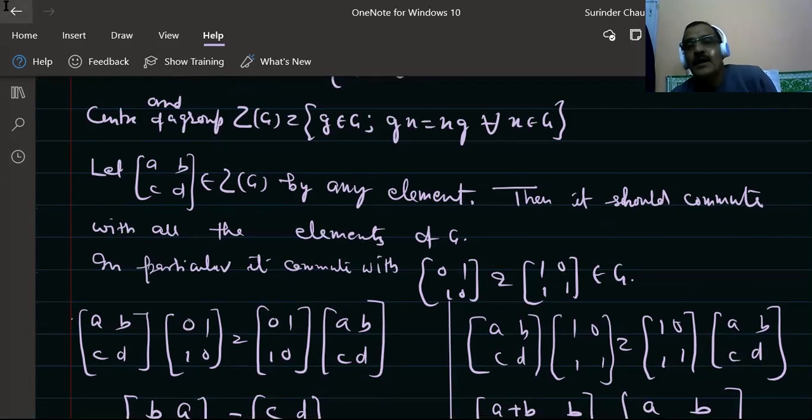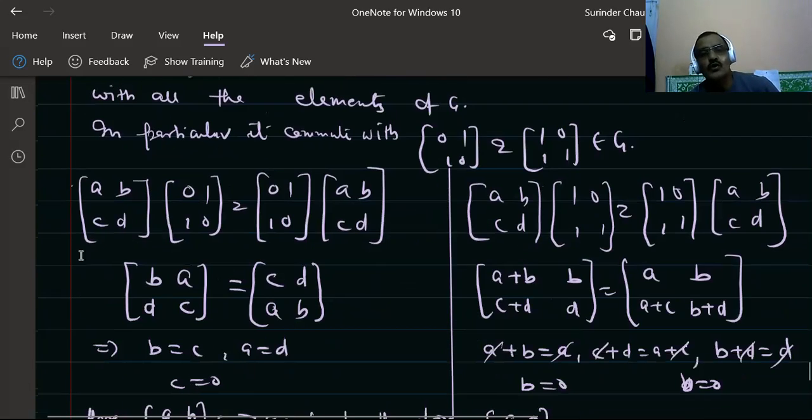Now then it should commute. If this is an element of the center of the group G, then it has to commute with all the elements of G. So in particular, for convenience, we suppose you can assume the matrices 1 0 0 1 and 0 1 0 0, or other elements also. Let us suppose this element commutes with these two elements of G. The element is a 2 by 2 non-singular matrix, all the elements are given, so they also belong to G.